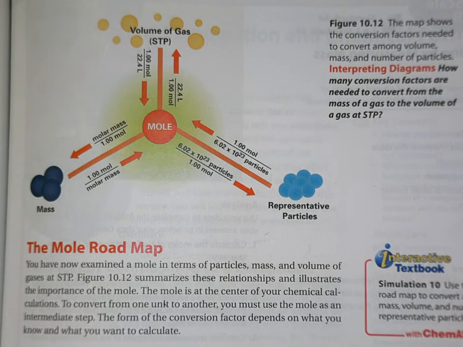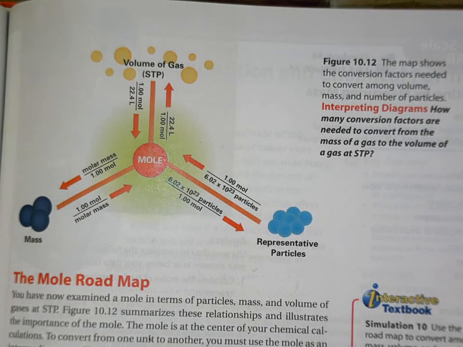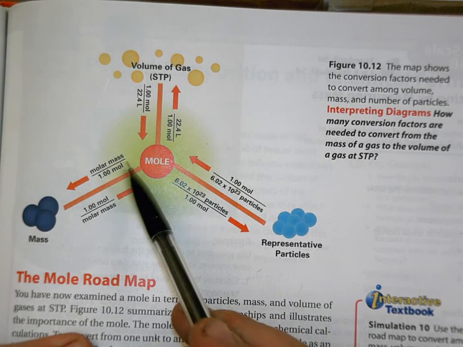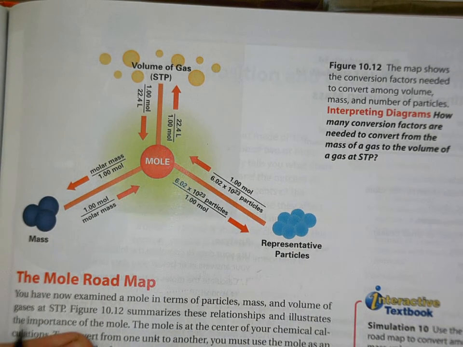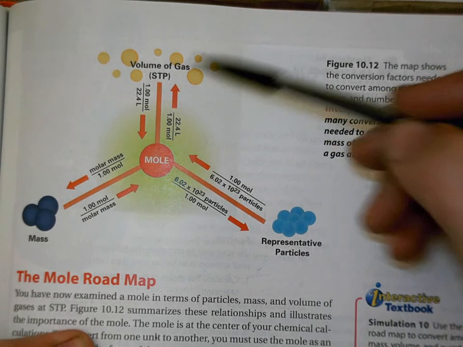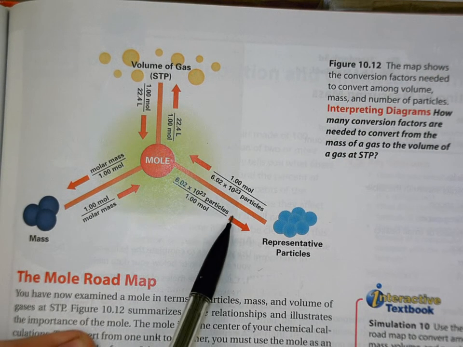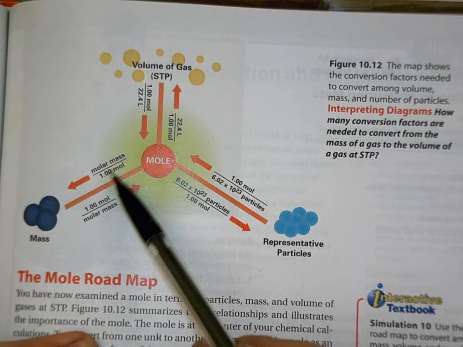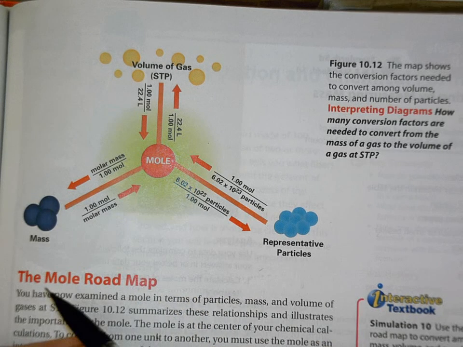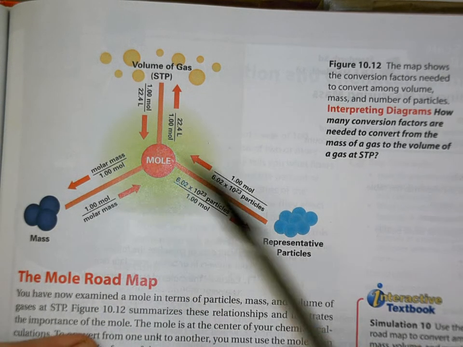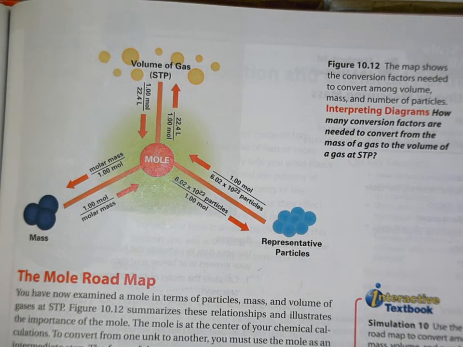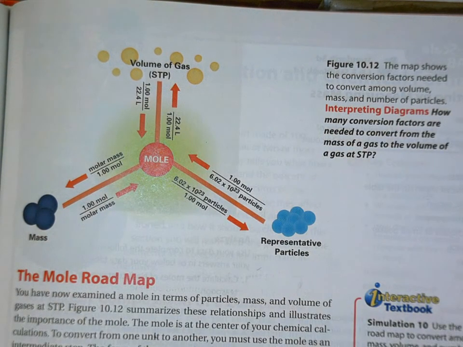But the main thing, the reason I wanted you to go through this with me, is that any arrow going away from the center, we're multiplying by the main factor. We're multiplying by 22.4, we're multiplying by 6.02 times 10 to the 23, we're multiplying by whatever the molar mass is of the compound. If we're going from the outside of the triangle to the middle, we're dividing. That can really help you out if you're visual.